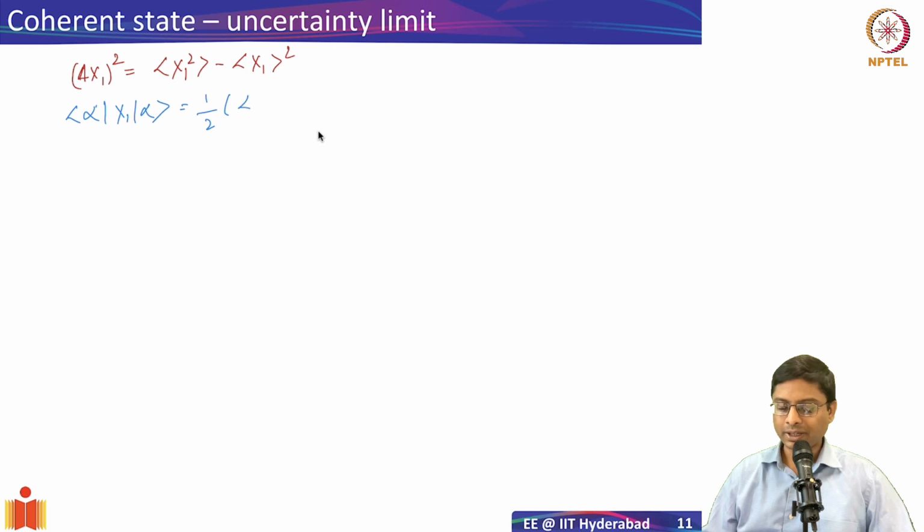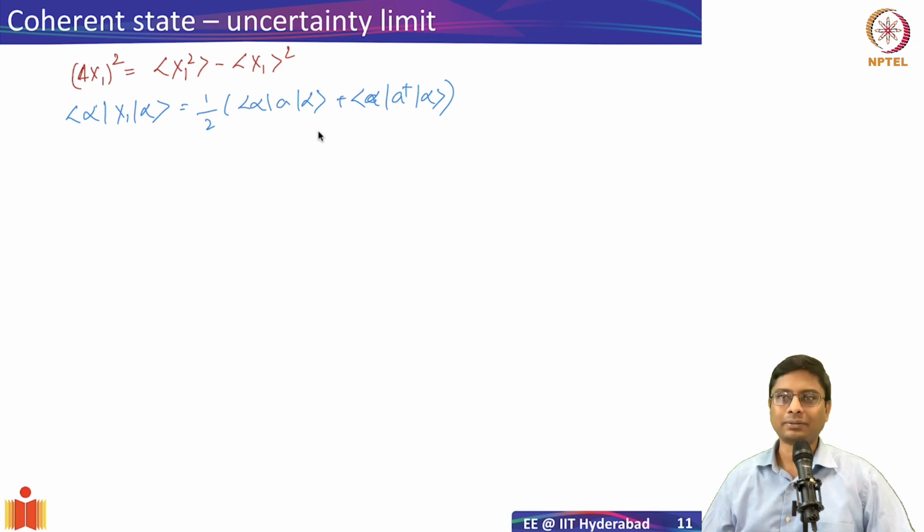So this is going to be half. Well, let me expand it and write it. So basically x1 is A plus A dagger. So alpha bra A alpha ket, plus alpha bra A dagger alpha ket. Now we saw already what A does on alpha. It creates alpha, correct? Now what does A dagger do on alpha bra? It creates the conjugate, alpha star. So now effectively this is going to be equal to half alpha plus alpha star. Correct?